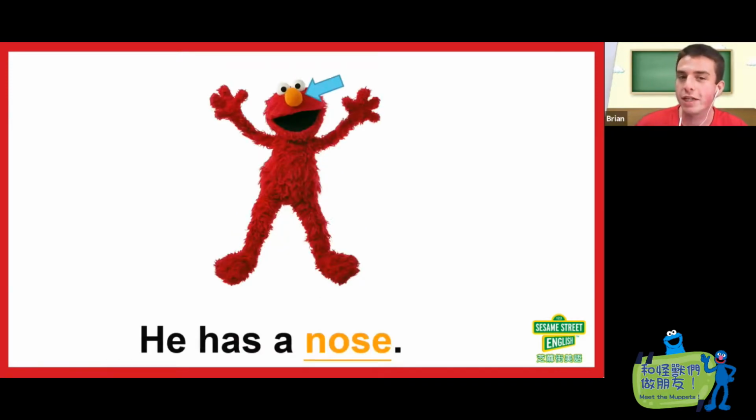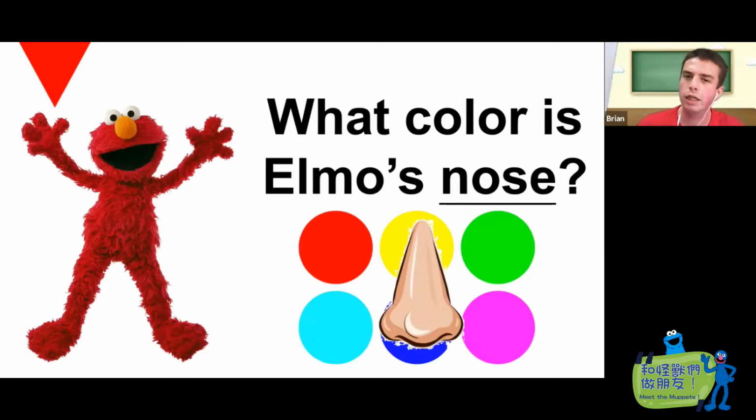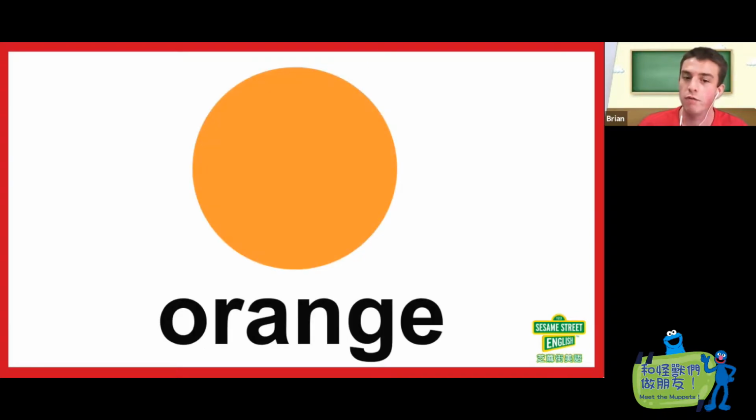So for Elmo, we can say he has a nose. Can you say after me? He has a nose. Okay, very good. So let's think about this nose more, okay? What color is Elmo's nose? Is it red? No, it's not red. Does anybody know? If you said orange, that's correct.